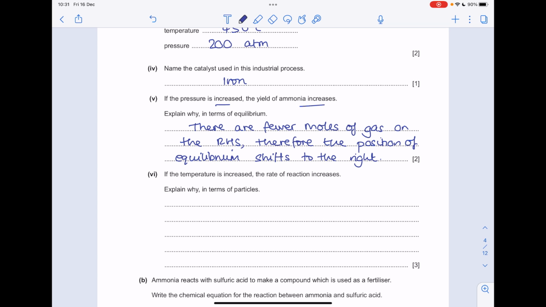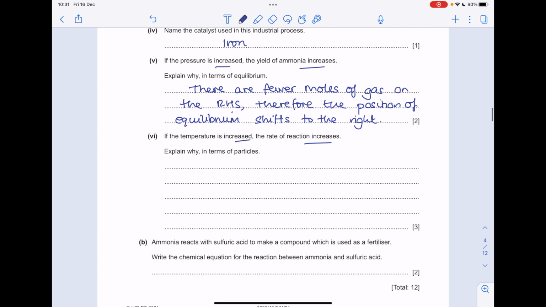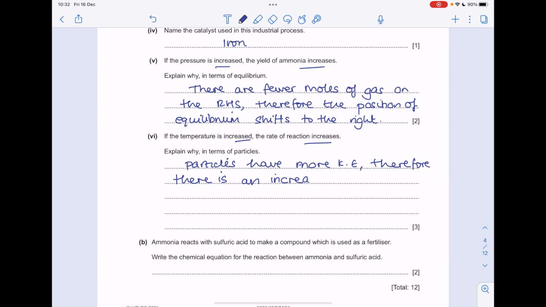If the temperature is increased, the rate of reaction increases. Explain why in terms of particles. So this is a collision theory answer. So particles have more kinetic energy. Therefore, there is an increased frequency of successful collisions per unit time.